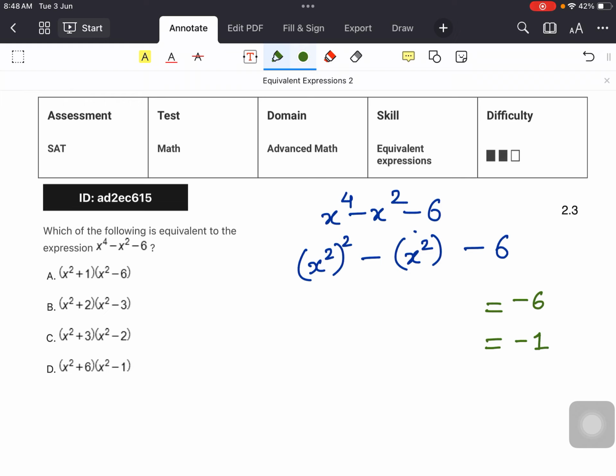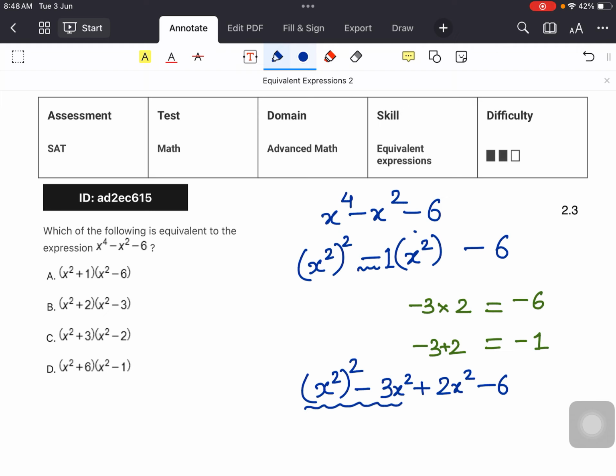3 times 2 is 6, but if I take minus 3 and 2, this will give you minus 1, and minus 3 times 2 is minus 6. Okay, this is working. So this combination we'll put. So this is x squared and squared. In place of this minus 1, we are putting minus 3x squared plus 2x squared minus 6. So out of these two, what can I take common?